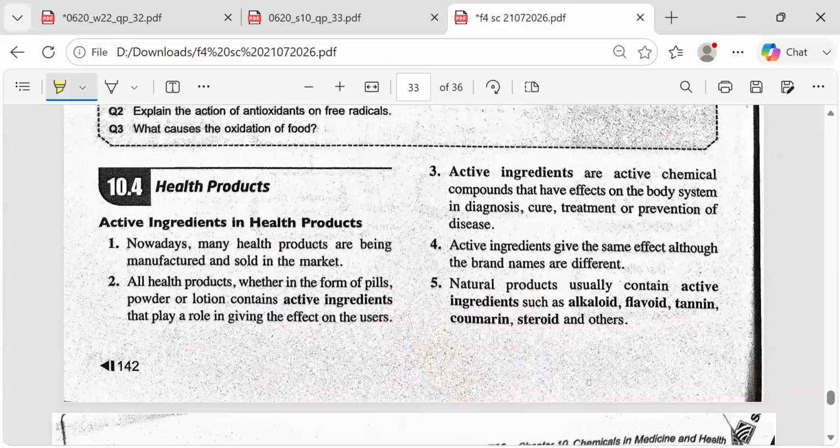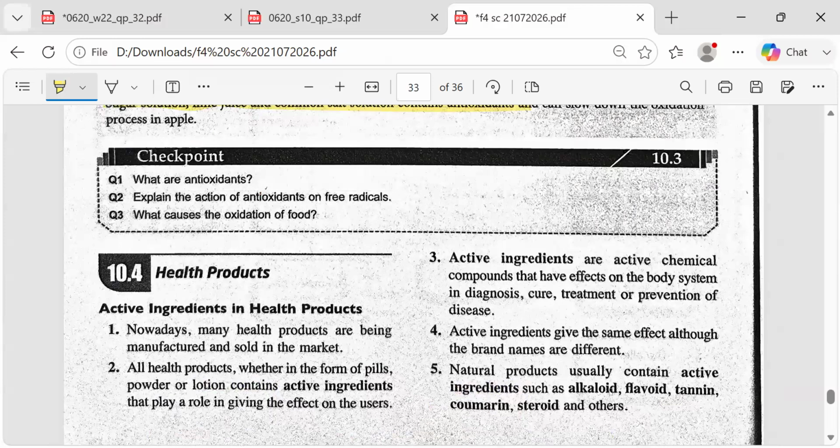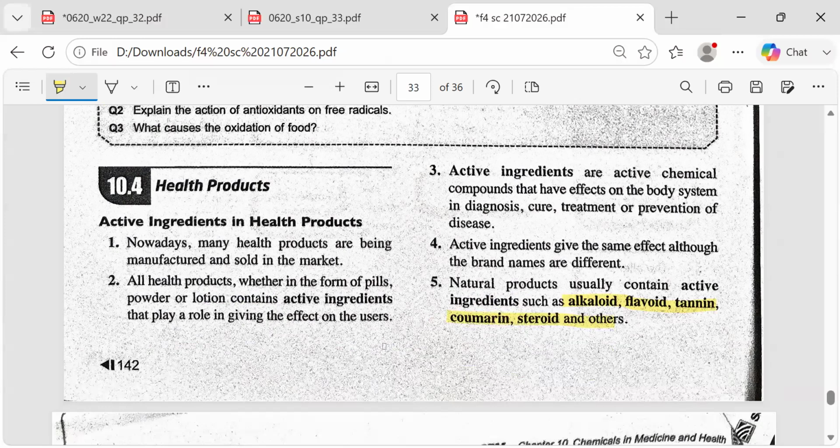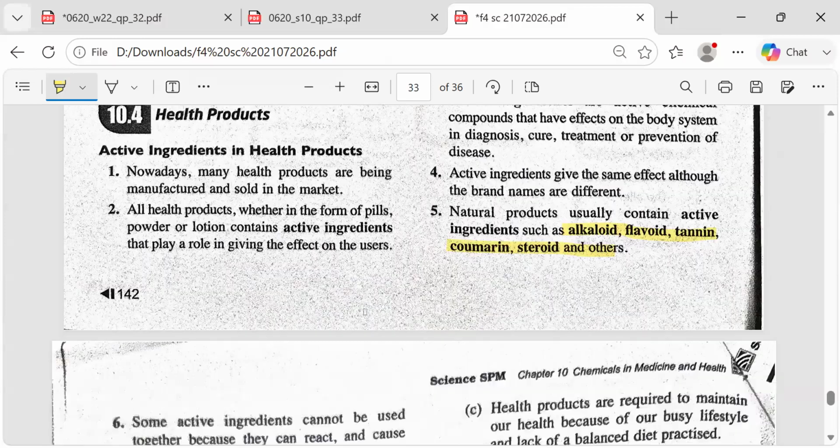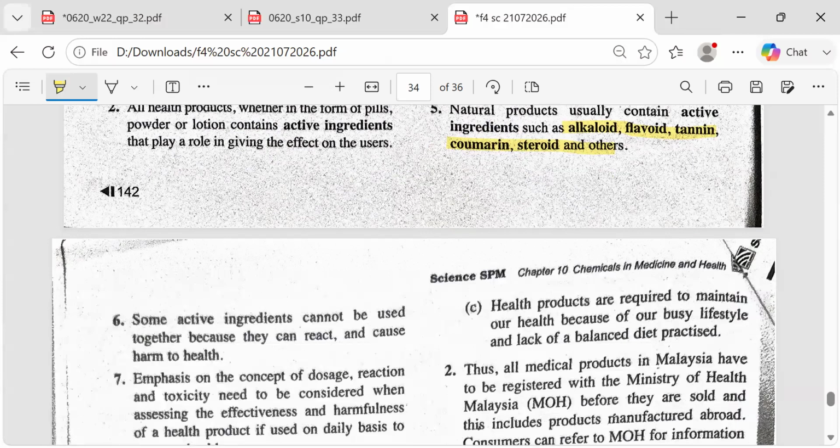So, natural products usually have active ingredients such as alkaloids, flavonoids, tannin, coumarin, steroids, and others. Okay? Whenever you buy something that has a label, for example, Cheetos. Are Cheetos delicious? Yes, it's so delicious. But if you look at the ingredients, half of the things you don't know what it is.